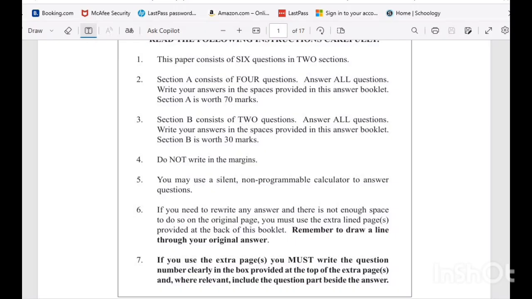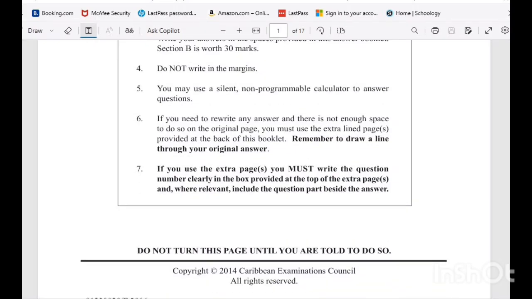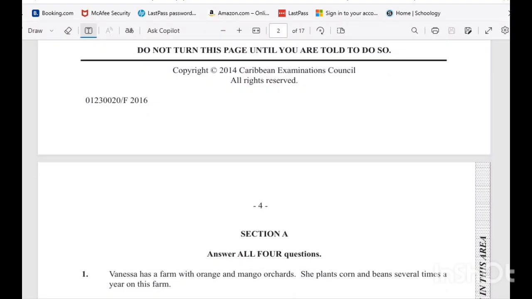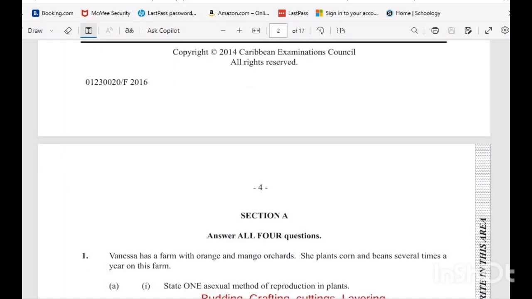All right, get your thinking caps ready. Section A, answer all 4 questions. It says Vanessa has a farm with orange and mango orchards. She plants corn and beans several times a year on this farm. It says state one asexual method of reproduction in plants.